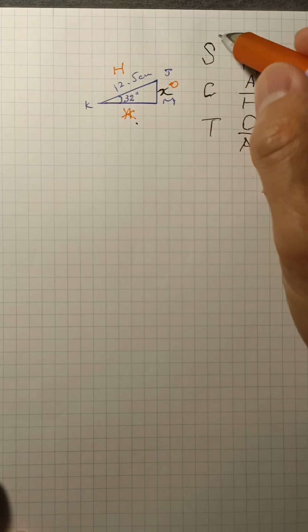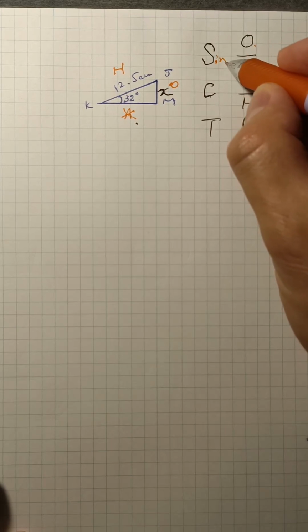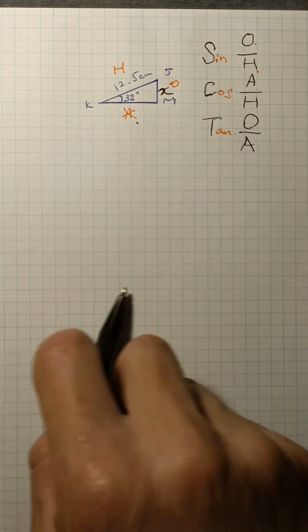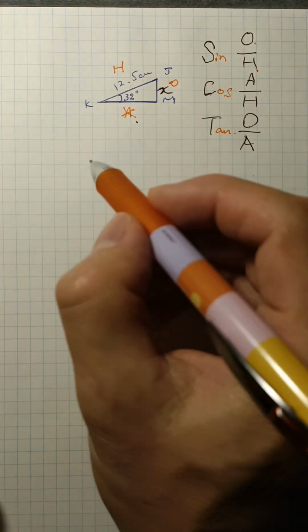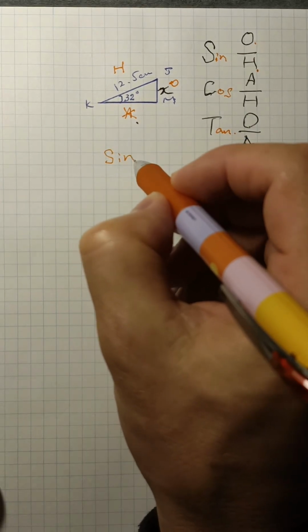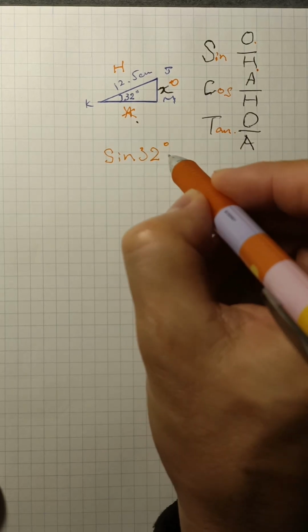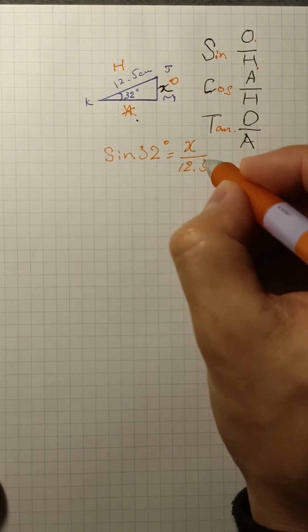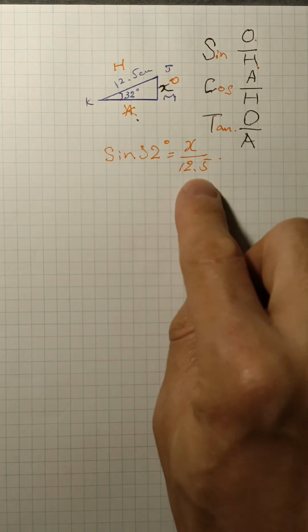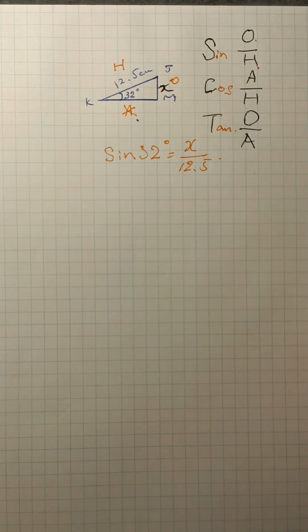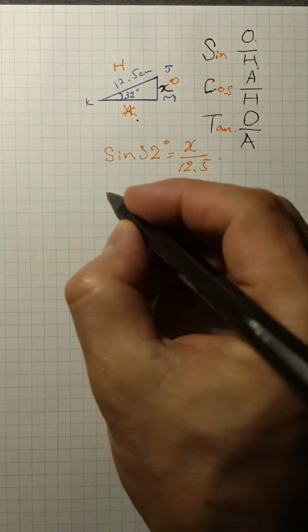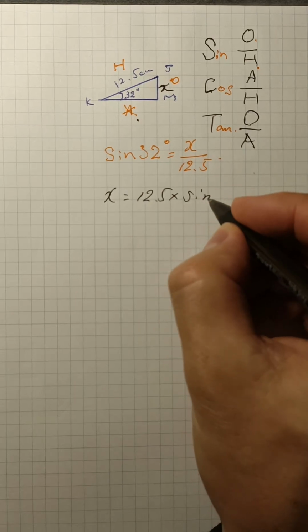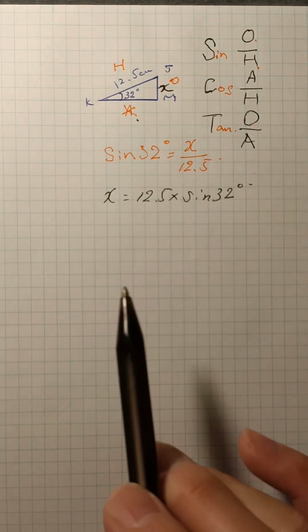S means sine, C means cosine, T means tangent. Which means what we need to do is sine of the degree, which is 32, equals O over H, which is x over 12.5. Then you multiply by 12.5 on both sides. So x is 12.5 times sine 32 degrees. Okay, so this is x.